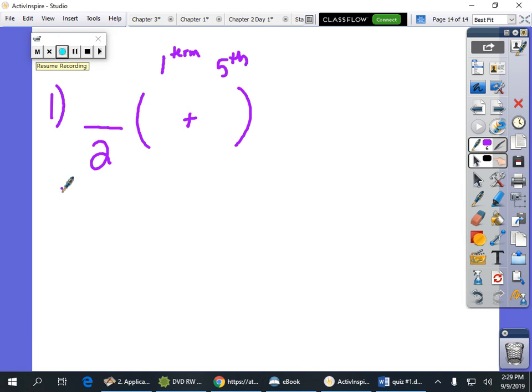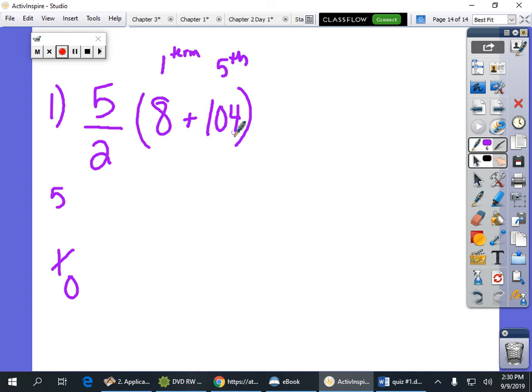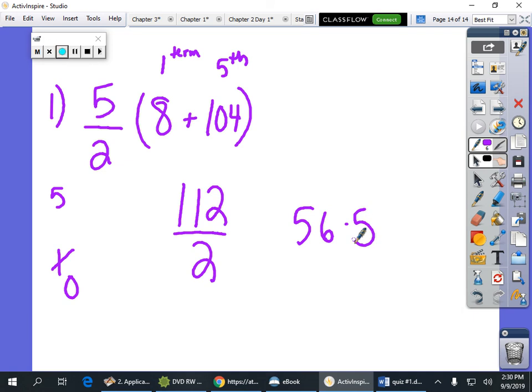So, we had 5 and we had 1. I dropped the 1 to 0. So how many terms? 5. When I plug in 1 into the equation, I got 8. And when I plugged in 5, I got 104. Then we have 112 divided by 2, which is 56, times 5 is 280.